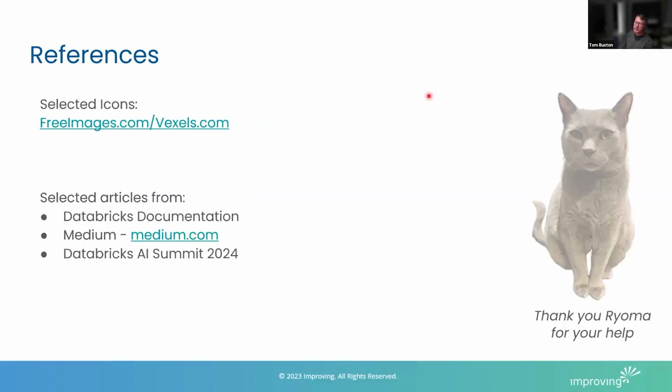Just a couple of references moving forward. Thank you to the internet for all of the free images that we can pull. We have access to huge amounts of Databricks documentation. I find Medium an incredible resource as far as getting people's interpretations on how to interpret the Databricks documentation. Lots of great information there. And it's always worth circling back to the AI summits. It's where Databricks makes most of its major announcements.